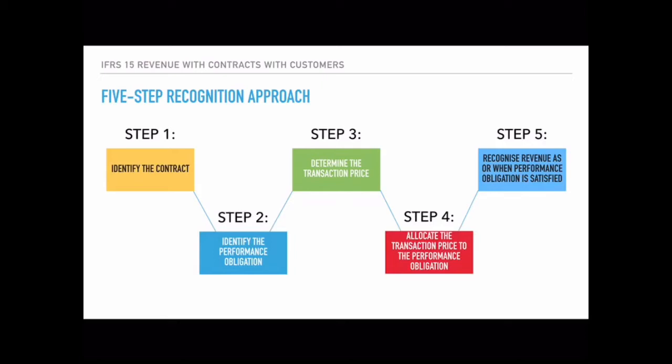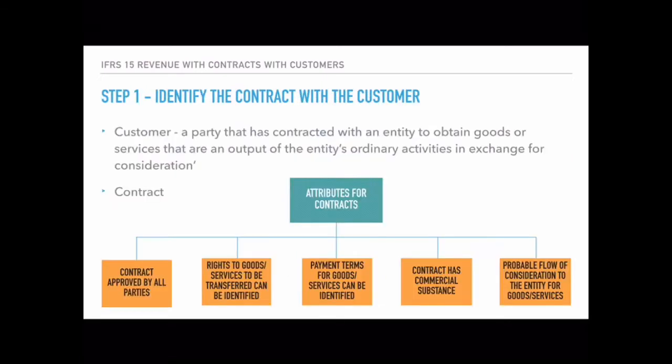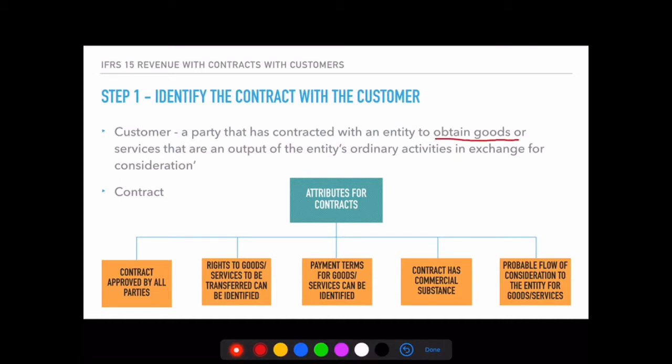Okay, now let's have a look at each one in a bit more depth. Step 1 is to identify the contract with the customer. The standard defines a customer as a party that has contracted with an entity to obtain goods or services. There's an output of ordinary activities in exchange for consideration. So for example, a sneaker store. The output would be sneakers, and this would be exchanged with cash.